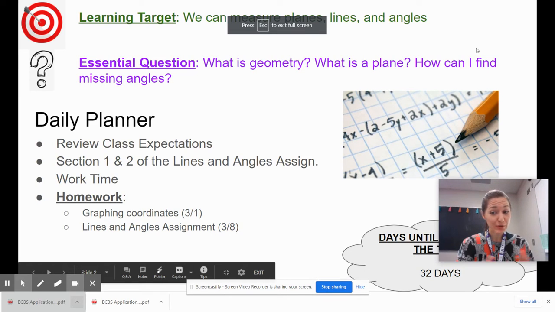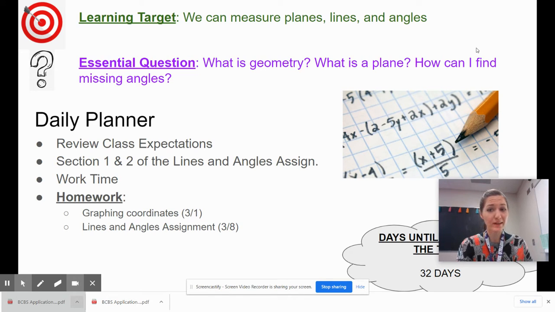Hey guys, today we are going to start our geometry unit. If the word geometry scares you, don't worry, we're going to start pretty simple with planes, lines, and angles. The essential question that you should be able to answer by the end of the day is what is geometry, what is a plane, and how can I find missing angles? Actually, you're only going to be able to answer maybe two of those questions.